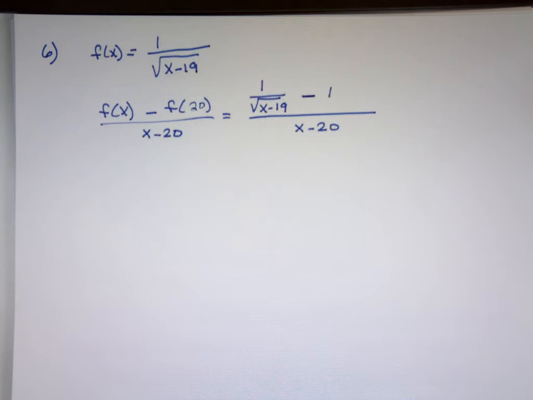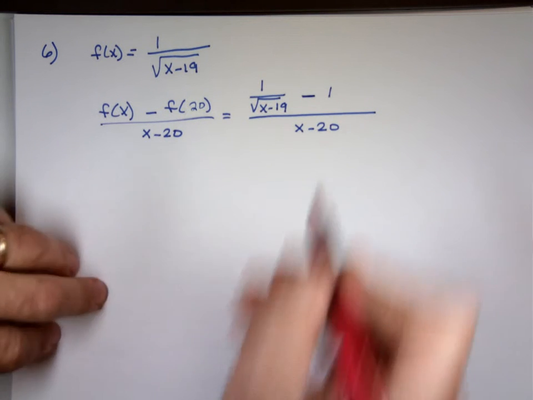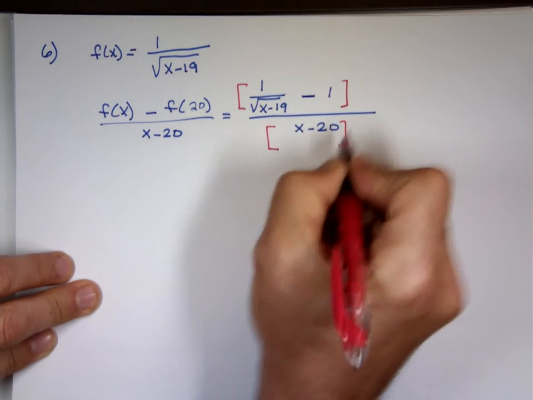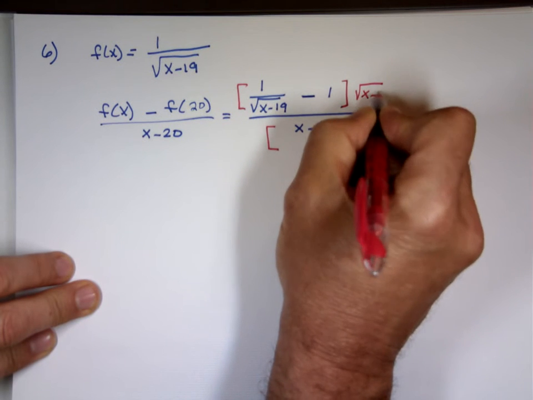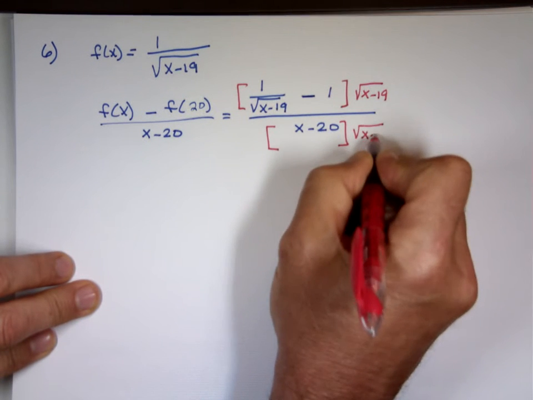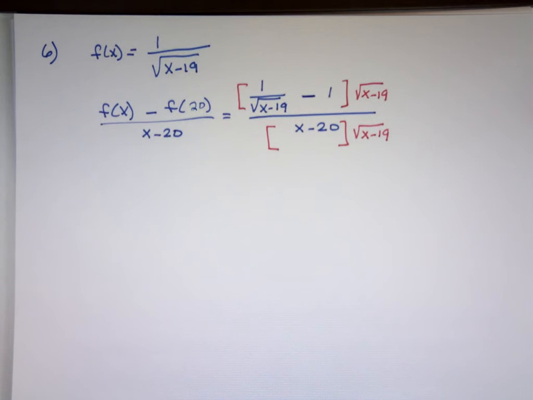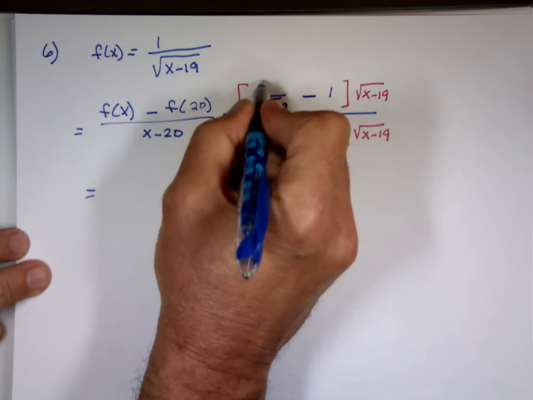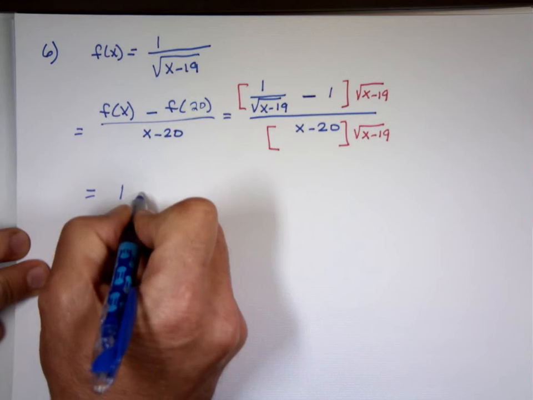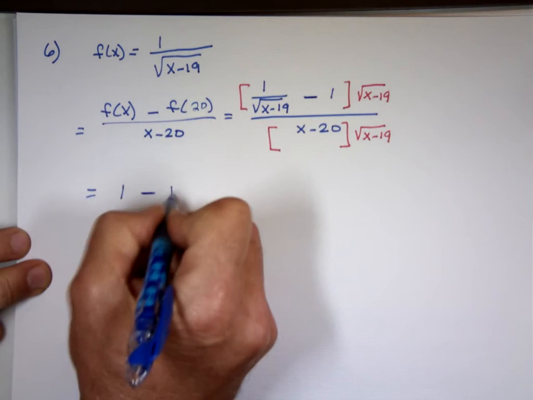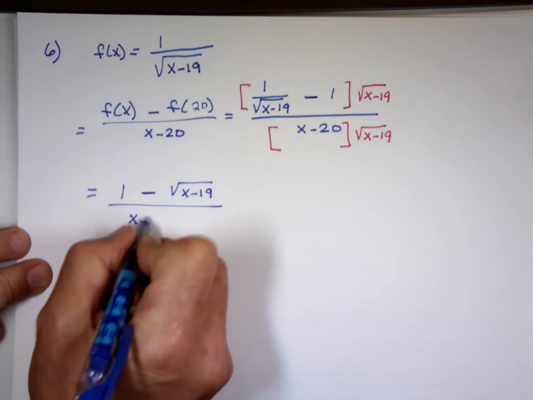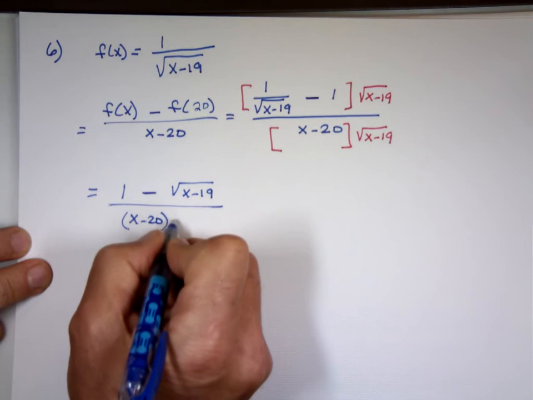First you get a fraction there. See the x minus 19 in the bottom? How about if I multiply the top of this fraction and the bottom by the square root of x minus 19, just to get rid of the fractions. What would you have? Square root of x minus 19 times this one, that's a 1. 1 times that, that's the square root of x minus 19, over x minus 20 times the square root of x minus 19.